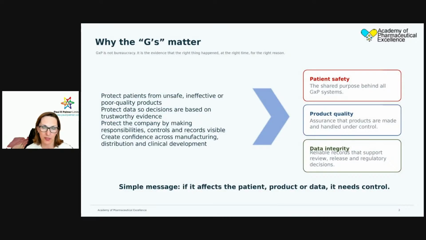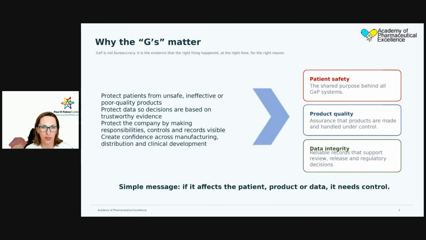The second one is product quality. And here we need the confidence that the product has been made, tested, stored, and handled in a way that maintains its approved quality. And the third core protection, of course, is data integrity, because decisions in pharma are only as good as the data behind them. So we need to be able to trust our records. They must be accurate, complete, attributable, and available when needed. And this is why documentation matters so much here.